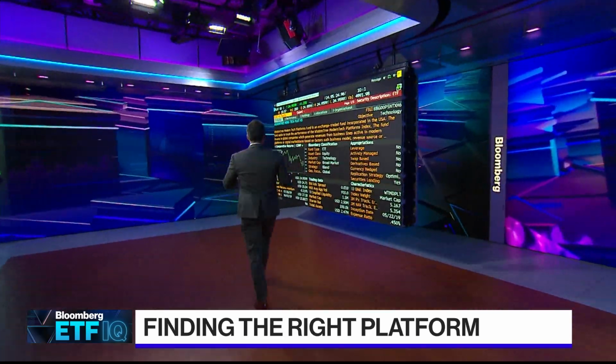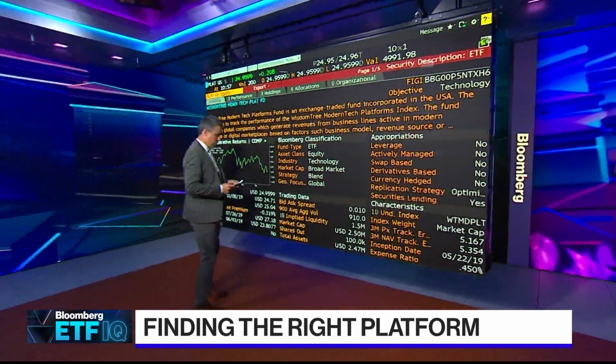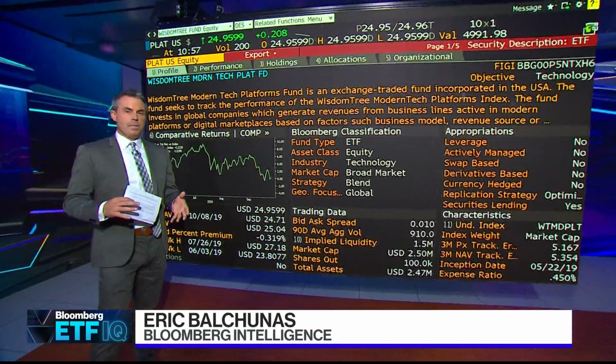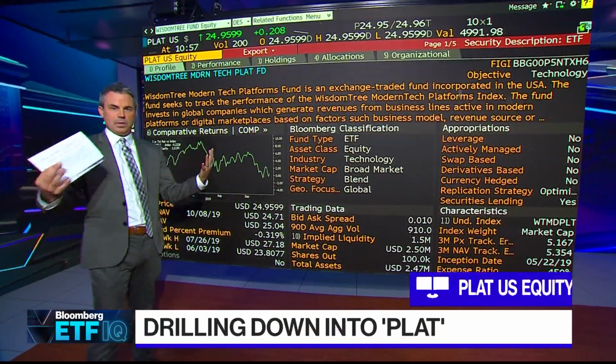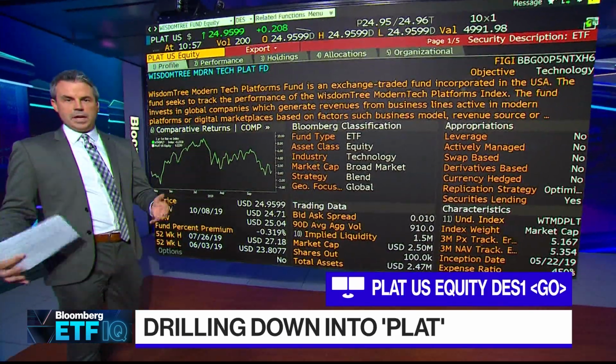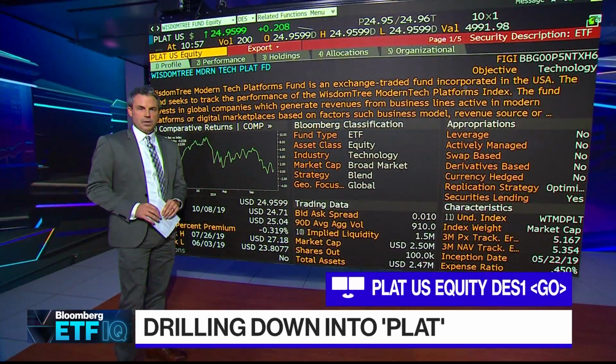This is it. It tracks tech, obviously, as it says, modern platforms, digital marketplaces. So it tracks things like Twitter, eBay, but also the London Stock Exchange. So anything people are moving across on the internet. You're going to be overweight tech and communications, obviously. Let's look at the tail of the tape here.